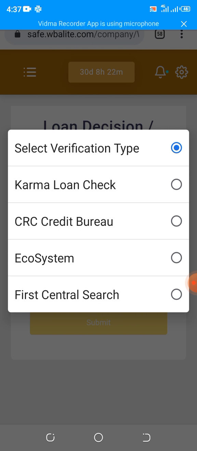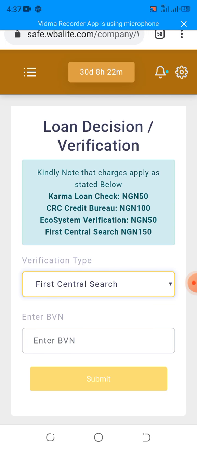You can use this data to decide if you want to give out a loan to this person. The steps are quite easy. Every user should have a BVN. All you need to do is select one, for example First Central, then enter the customer's BVN and search. The data of this individual will be displayed for you to view and understand if you want to approve this loan or not. It's highly recommended that you do a lookup before issuing out the loan.